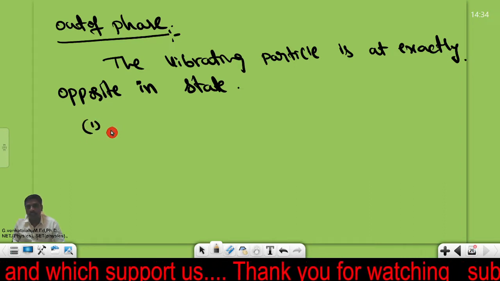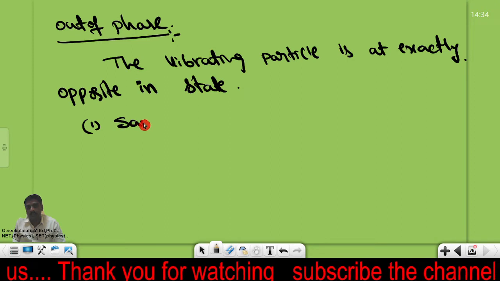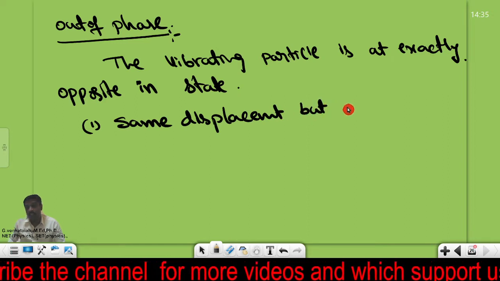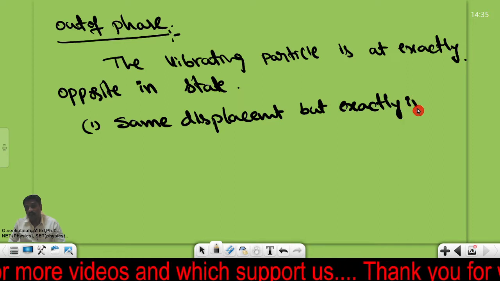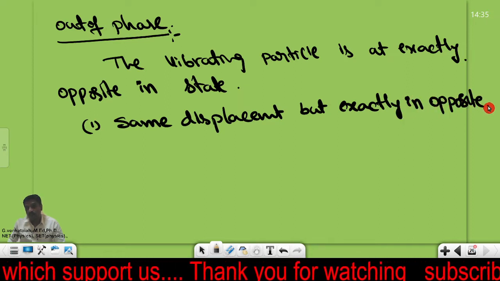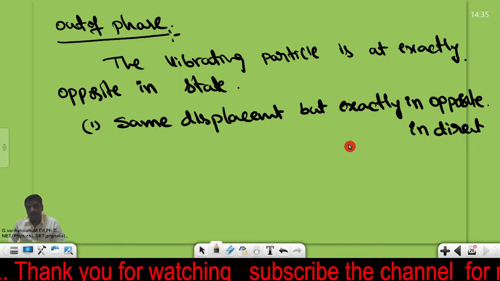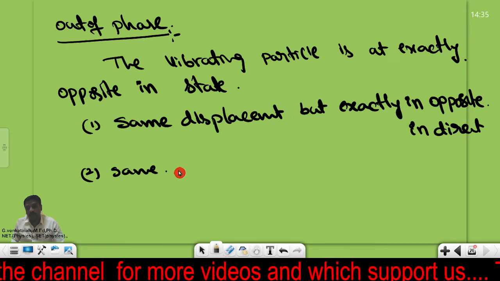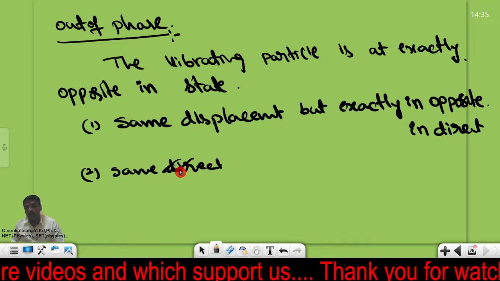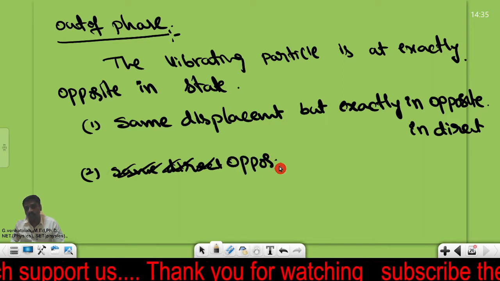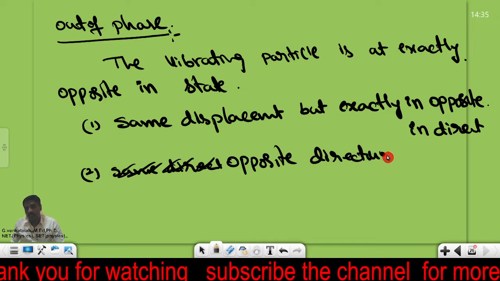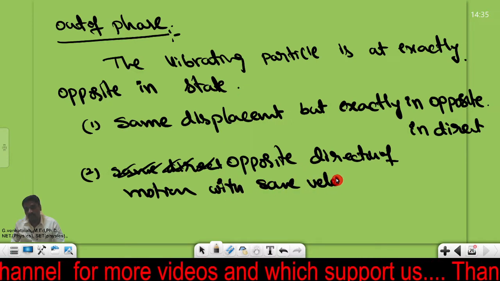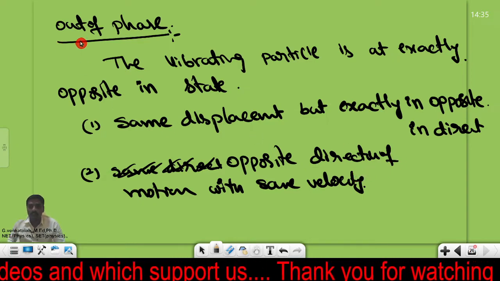What does it mean by exactly opposite state? They have the same displacement but in exactly the opposite direction, and also the same velocity but in exactly the opposite direction of motion. So these are called out of phase.